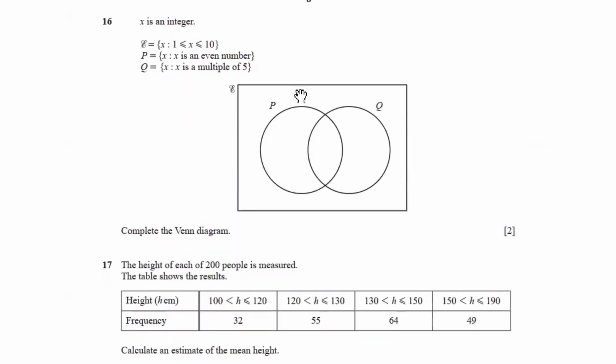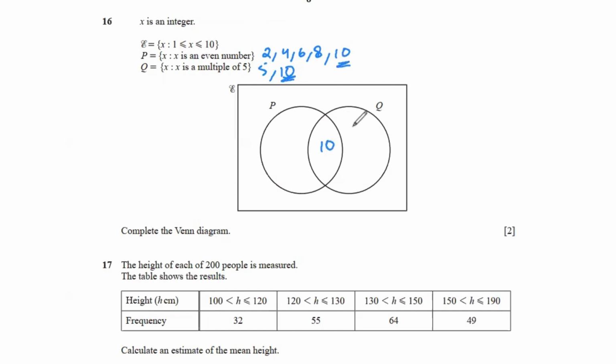Question 16 says we have a universal set where x is between 1 and 10. P is an even number and Q is a multiple of 5. Complete the Venn diagram. So even numbers are 2, 4, 6, 8, and 10 within the given range. And multiples of 5 are 5 and 10. That's it. So in the middle, we have the common ones, which are 10.